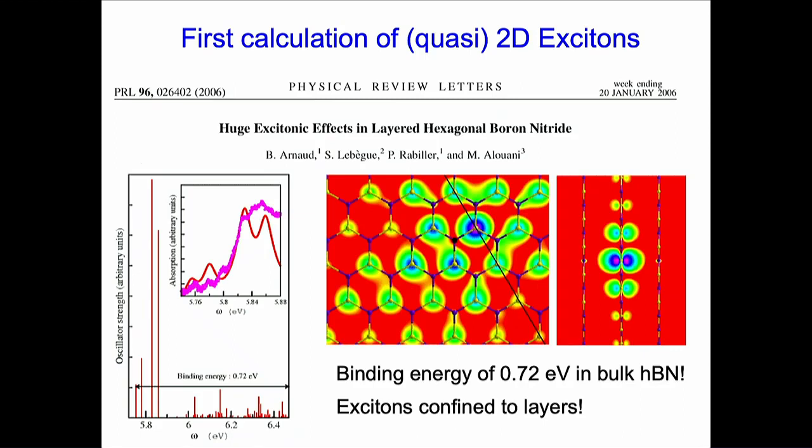And again, the explanation was because excitons are confined to two layers. So they looked at the different excitonic eigenstates with a very small broadening here, and you see the optical intensity. Now, this was the first calculation for this, at that time, complicated material, and it was a huge step forward, but there were some problems.